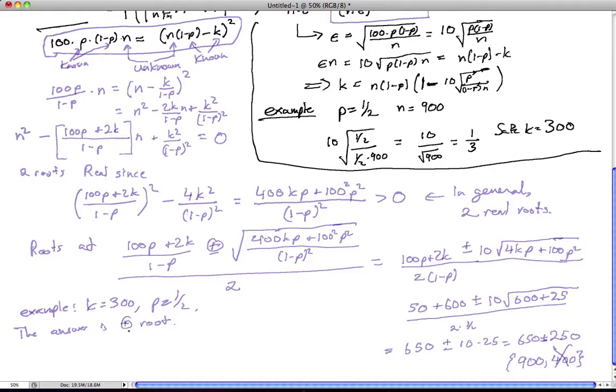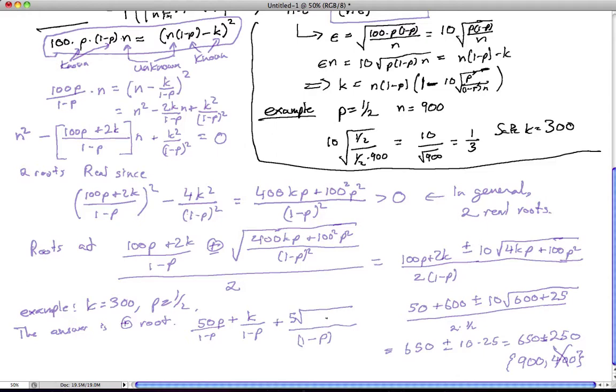Given that this is the correct answer, let's take a look at this expression and see if we can distill out the essential character of what's going on. Notice this 2 here is canceling things, so maybe we should take that cancellation into account. So the roots are at 50p divided by 1 minus p, plus k divided by 1 minus p, plus the square root of... let's look at this 10 here and divide it by the 2, 5 divided by 1 minus p.